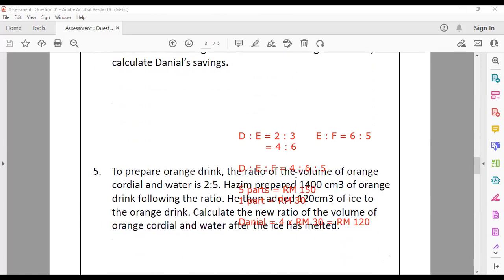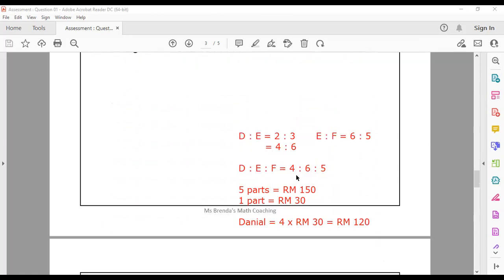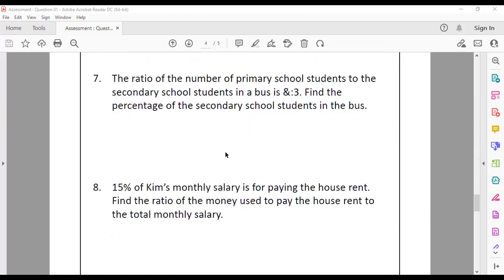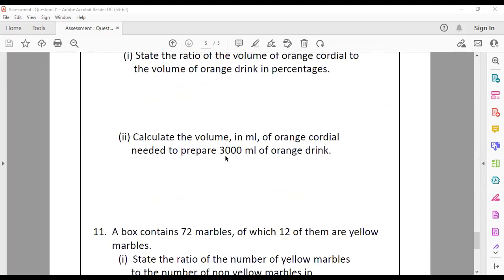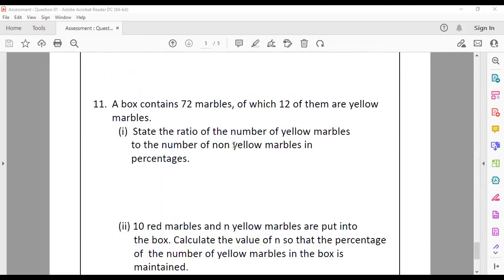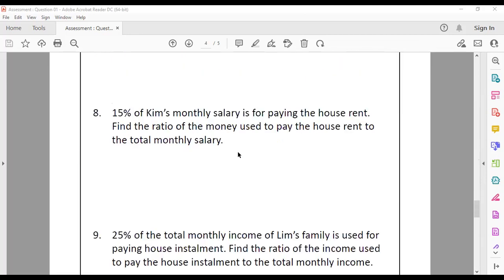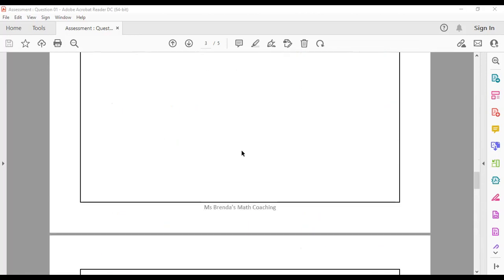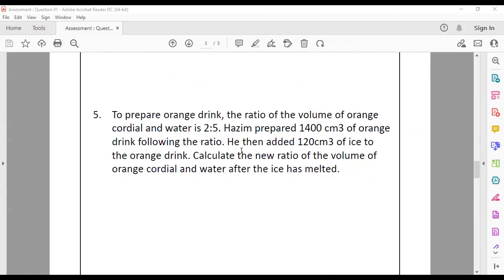All right, let's move on to number 5. Okay, how many questions do we have, guys? 6, 7, 8, 9, 10, 11. Oh my God. I'm sure we can't finish everything. Okay, but we will try our level best.